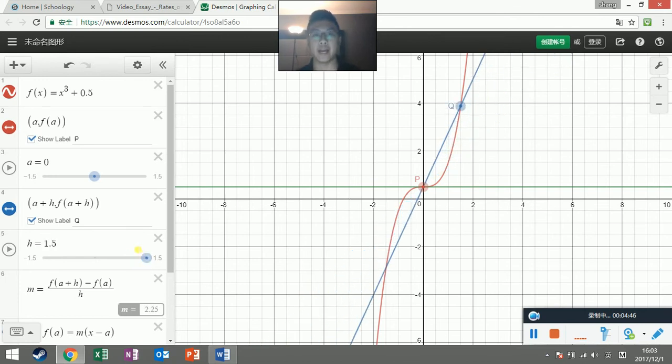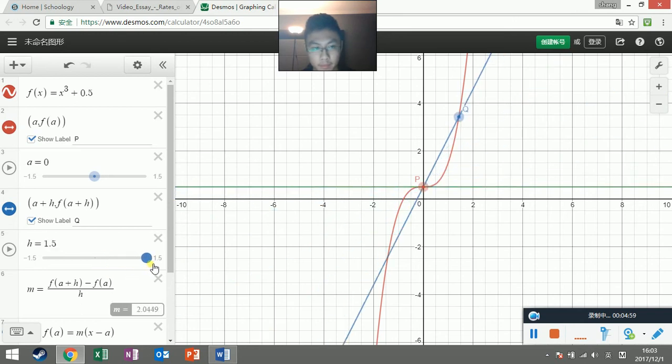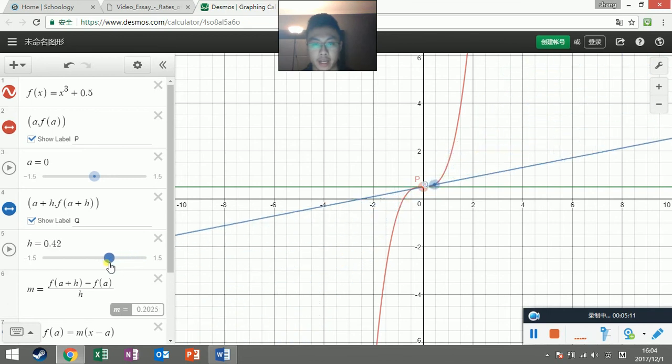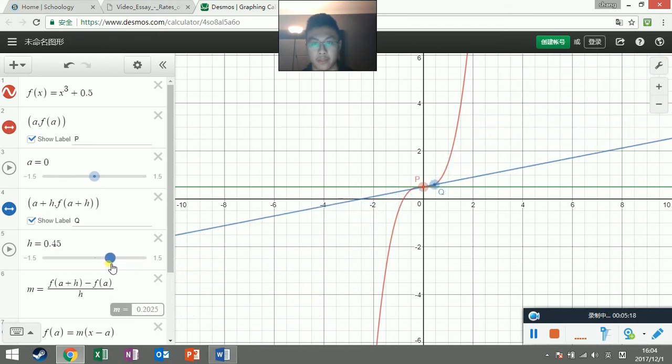So that leads to approaching. When we describe approaching, we could describe that when h is approaching 0, point Q is approaching point P, and at the same time, the secant line is approaching the tangent line. The number of slope of secant is also approaching the number of slope of tangent.